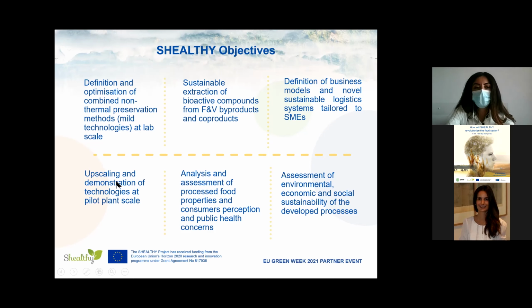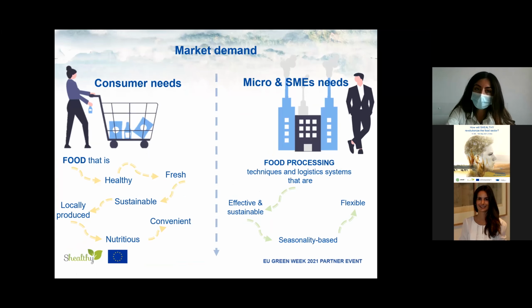Then what we are going to do is upscale and demonstrate technologies and business models at pilot plant. In fact, we are going to run 11 pilot trials with food companies all around Europe. And when upscaling and demonstrating such technologies and business models, we are going to assess the environmental, economic, and social sustainability of the processes, but also the food properties of the prototypes that we are going to produce through the novel technologies. But why is SHEALTHY so innovative?